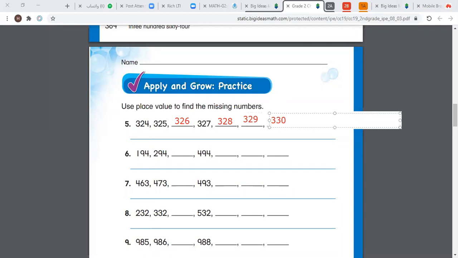330. So pay attention here, my lovely boys. 329 plus 1 is 330. If you can't get it, you can add this way. 9 plus 1 equals 10. Write 0, carry up 1. 1 plus 2 equals 3. 3 plus nothing equals 3. 330.